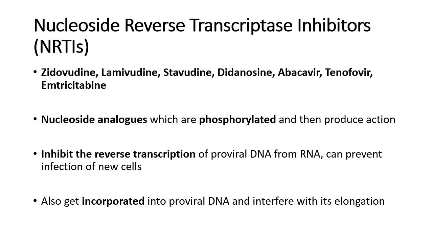So this results in interference with the formation of proviral DNA. Hence, there is no multiplication or replication of the human immunodeficiency virus. These drugs can also get incorporated into the proviral DNA which is already formed, and they will interfere with the elongation of this proviral DNA.